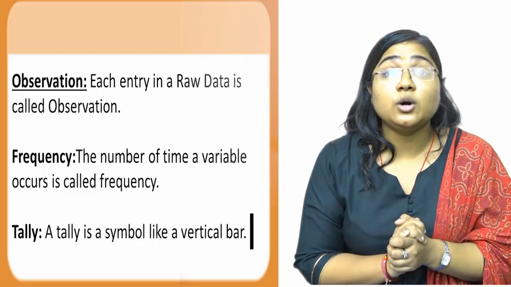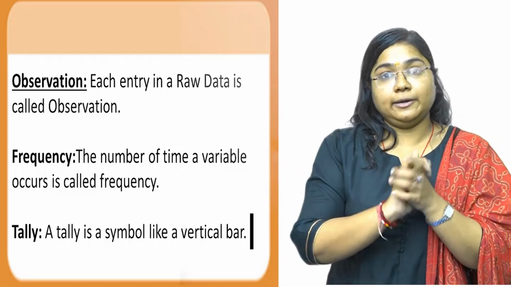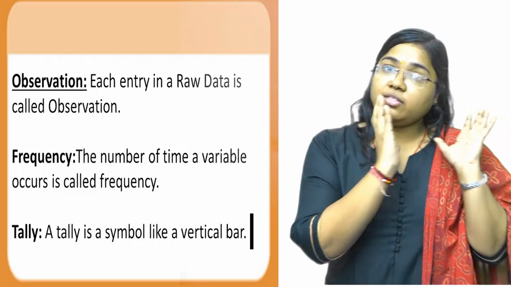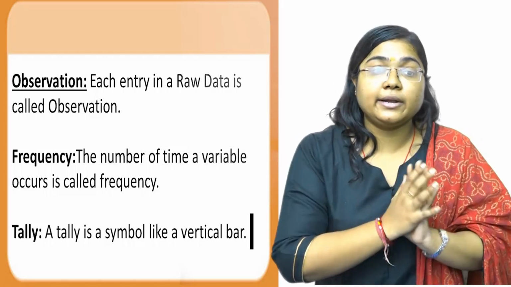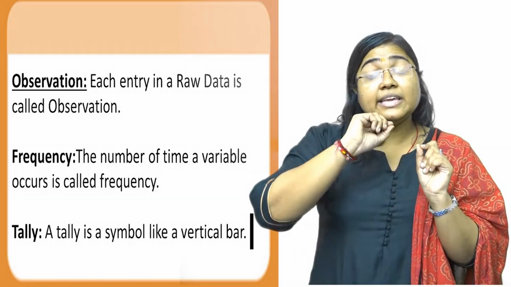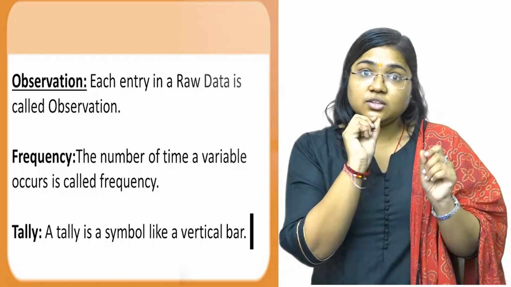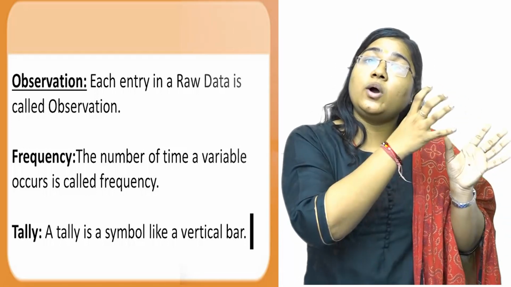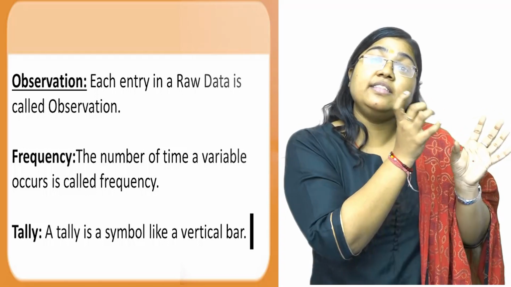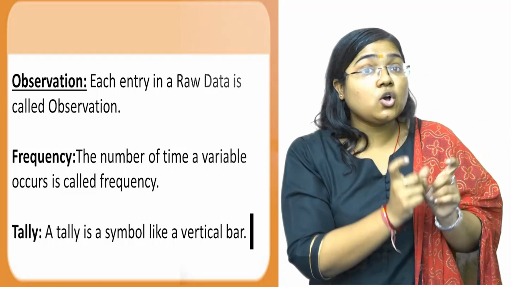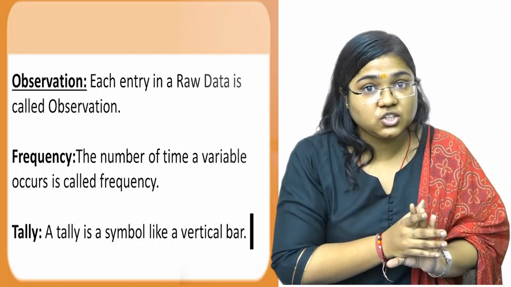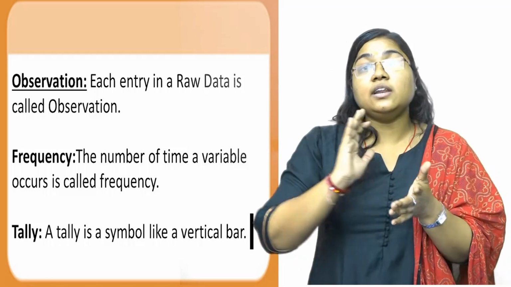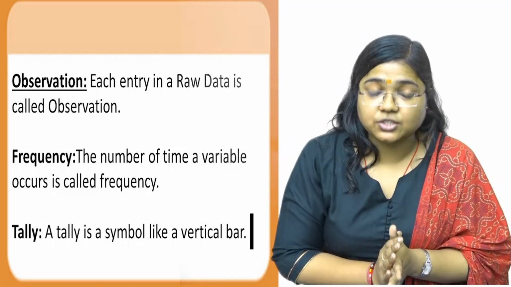Okay, now we should know about the contents of the data. You can see there was an example of the name data. Each entry in the data, one person named Rahul, next Rohan, next Riya, these are the entries of the data and we call them observations. Each entry in a data is known as an observation.